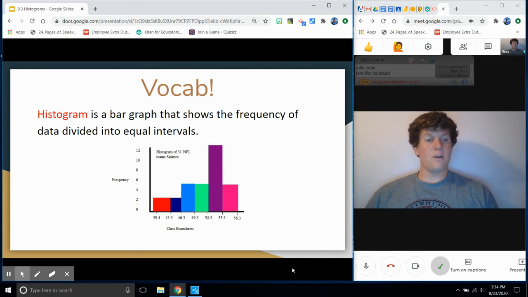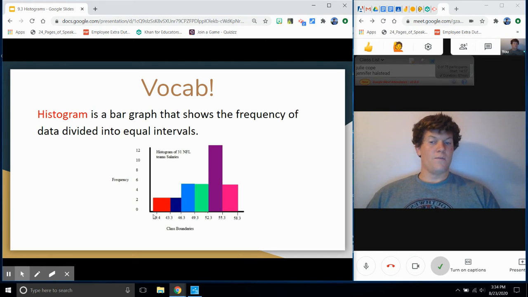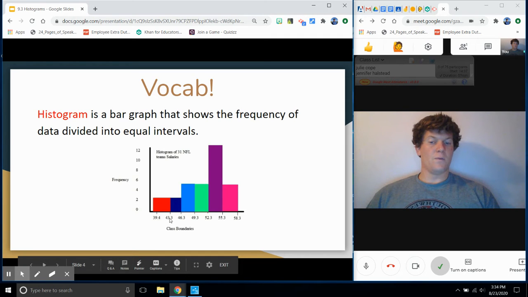We're talking histogram, so let's define it. Histogram is a bar graph that shows the frequency of data divided into equal intervals. So here's a picture of it. This apparently is a histogram of 31 NFL team salaries, going from 39.4 to 43.3, all the way up to 58.3. I'm not exactly sure what they're counting by. Maybe that's millions, billions, I'm not sure.